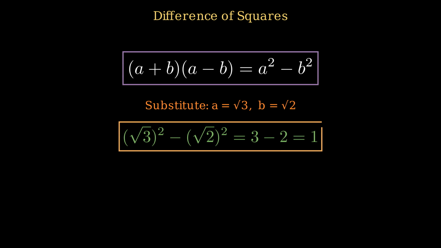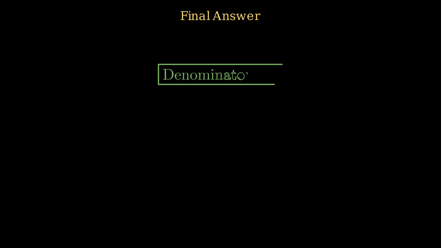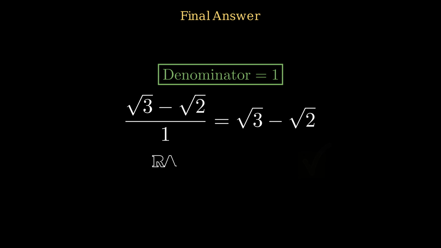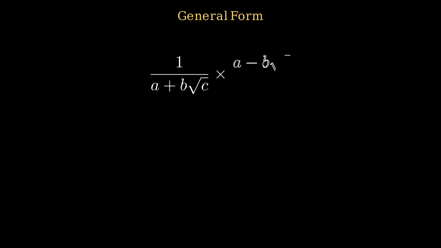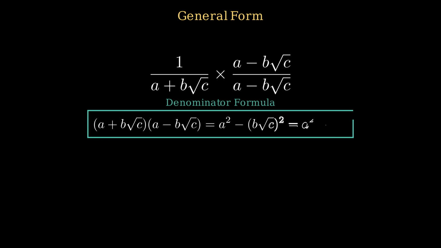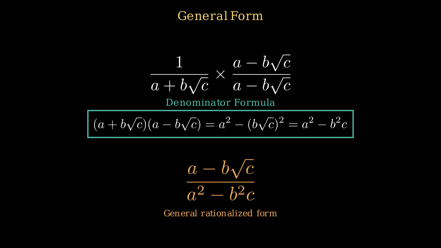For the denominator, we use the difference of squares formula. A plus b times a minus b equals a squared minus b squared. The denominator simplifies to 1. So the final answer is simply root 3 minus root 2. The general pattern works for 1 over a plus b root c multiplied by the conjugate a minus b root c, and the denominator becomes a squared minus b squared c.